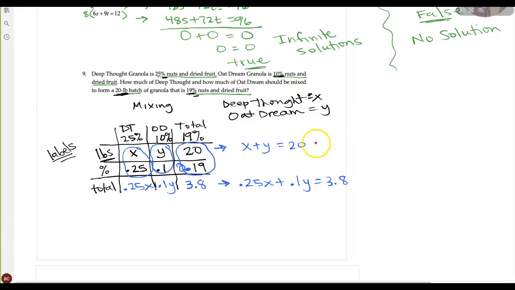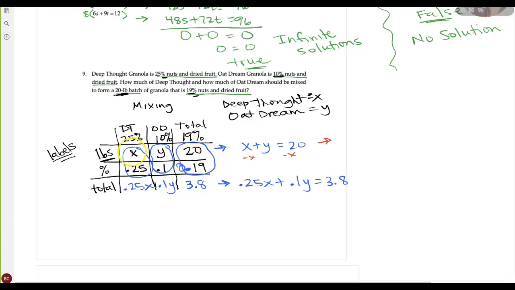So, question. Why do we have to multiply 20 by 0.19? Why can't we just say 0.25x plus y equals 0.19? Because it's 19% of the 20 pounds.